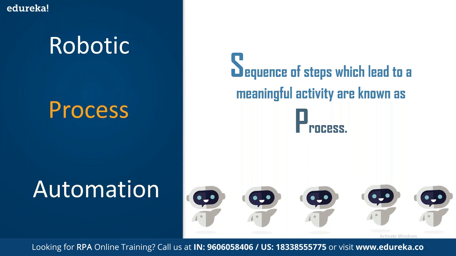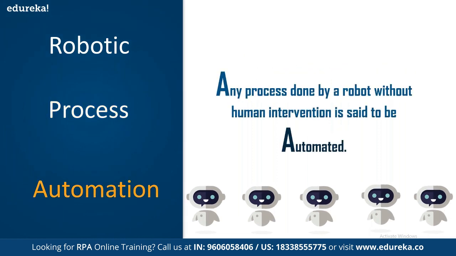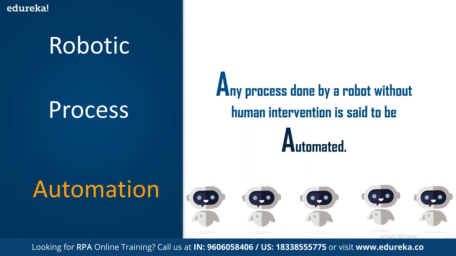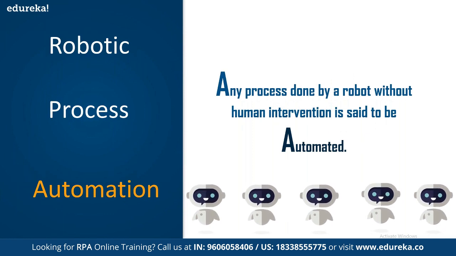And then automation. We have to make sure that there is no human intervention required. Each and every component here is executed automatically. All right, so that exactly is what we mean by robotic process automation.